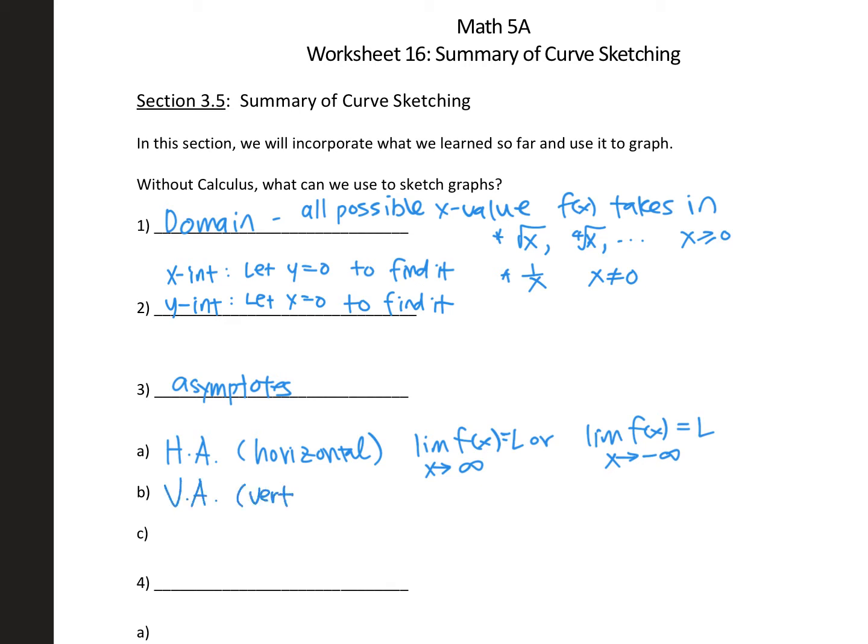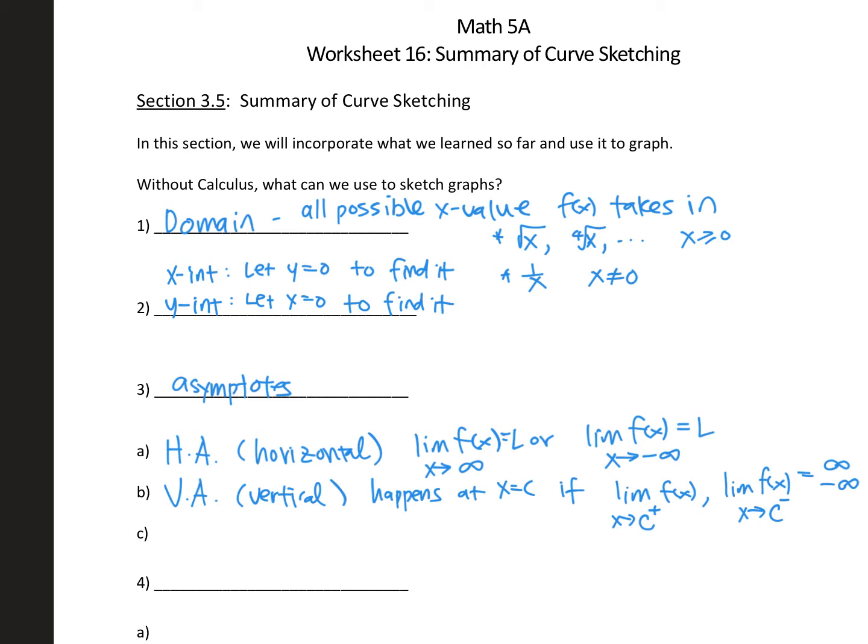Next one is the vertical asymptote. That happens at x equal to c if the limit of f of x as x approaches c from the right-hand side or from the left-hand side is either positive infinity or negative infinity. A lot of times when we have a fraction, when the denominator goes to 0, that's possibly where we can have a vertical asymptote.